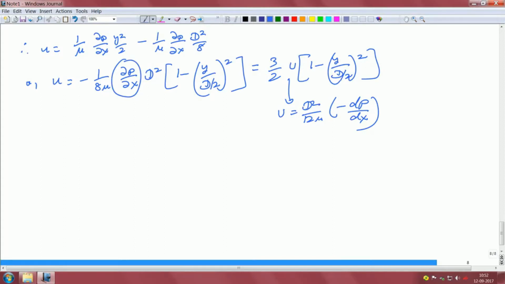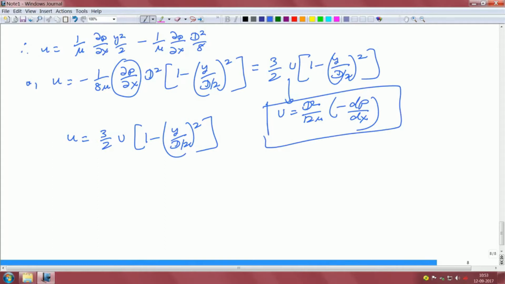So as you can see, your final expression for u becomes 3 by 2 U (1 minus (y by d by 2) square). That is the final expression that you have, where U is given in that particular functional form. Similarly, your f, which is your friction factor, tau wall by rho U square, can also be evaluated. Tau wall, you can easily evaluate as mu into du by dy at the wall, and you can divide it by rho U square. So all these expressions you can find out quite easily.